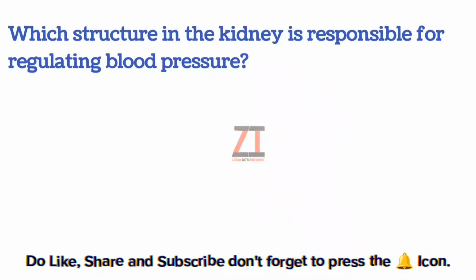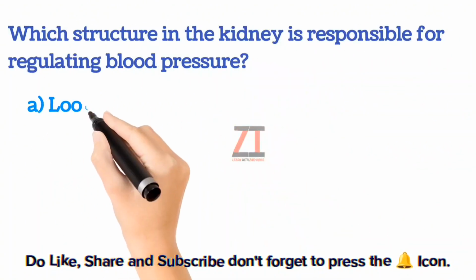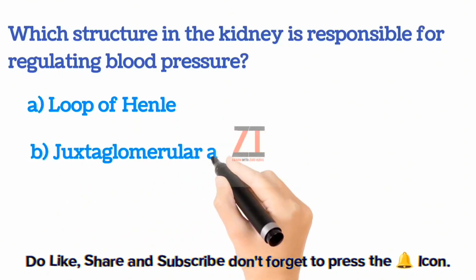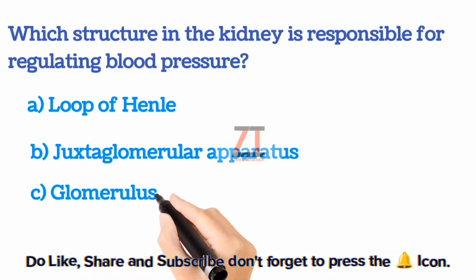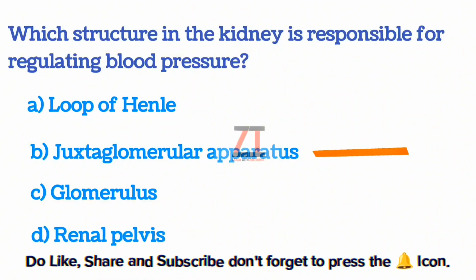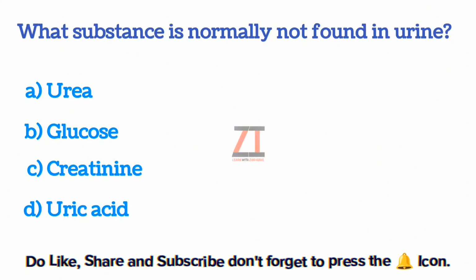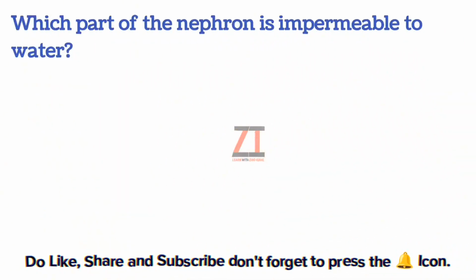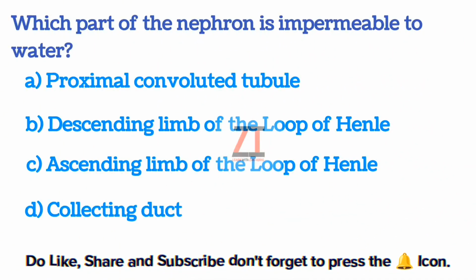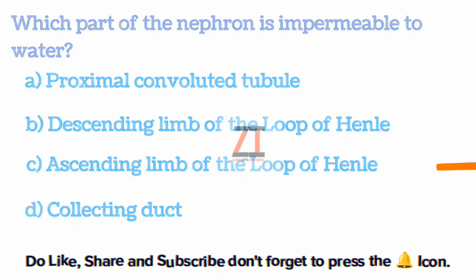Which structure in the kidney is responsible for regulating blood pressure? Right answer is juxtaglomerular apparatus. What substance is normally not found in urine? Right answer is option B, glucose. Which part of the nephron is impermeable to water? Right answer is option C, ascending limb of the loop of Henle.